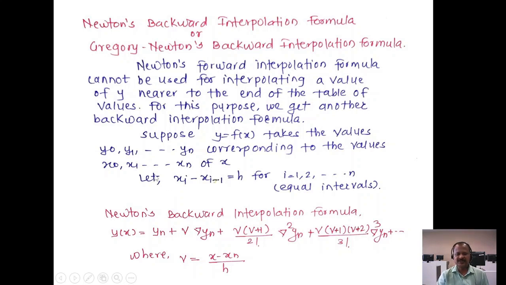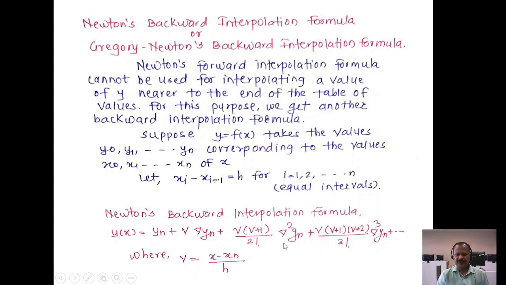Now we'll see Newton's backward interpolation formula. y of x is equal to yn plus v into delta yn plus v into v plus 1 upon 2 factorial into delta square yn plus v into v plus 1 into v plus 2 divided by 3 factorial into delta cube yn plus so on. Now you have to find the value of v. It is given like this: v is equal to x minus xn divided by h.